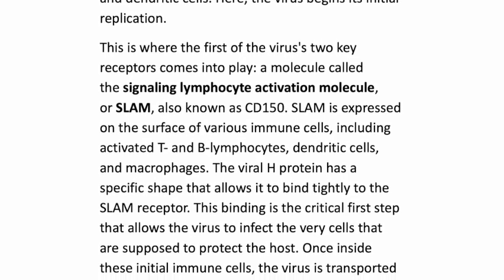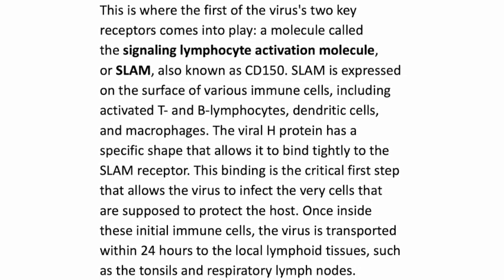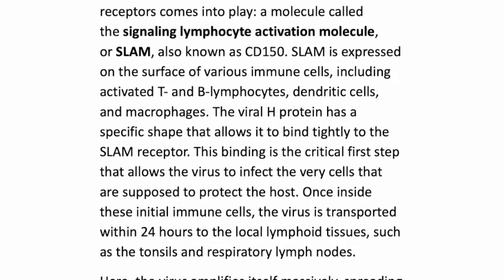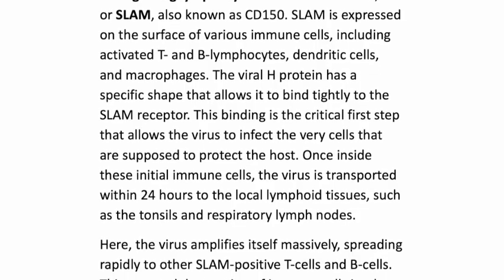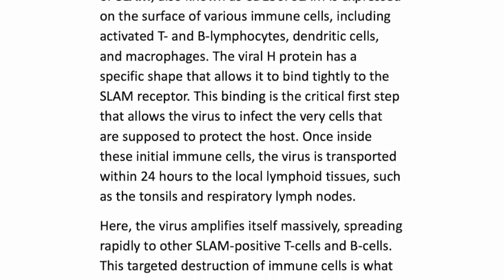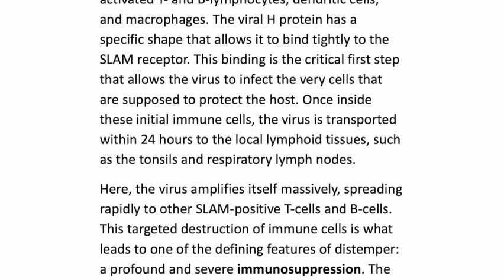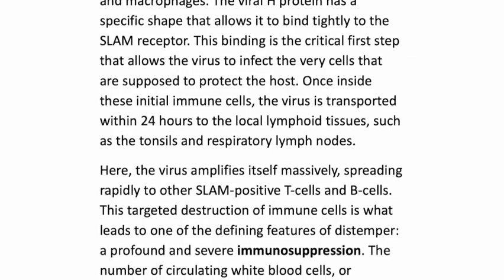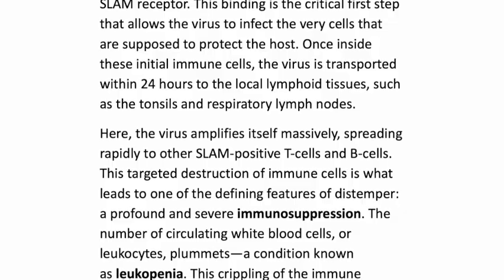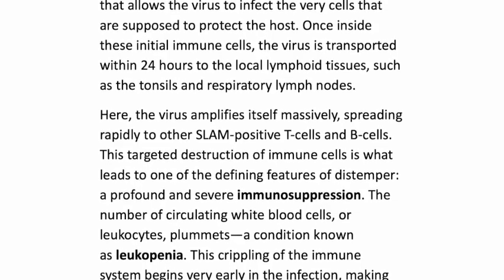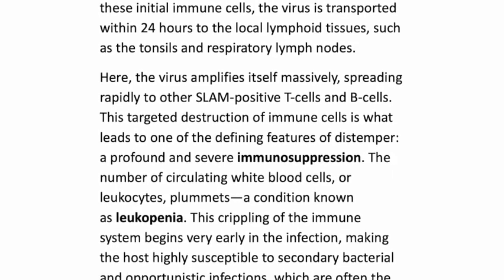SLAM is expressed on the surface of various immune cells, including activated T and B lymphocytes, dendritic cells, and macrophages. The viral H protein has a specific shape that allows it to bind tightly to the SLAM receptor. This binding is the critical first step that allows the virus to infect the very cells that are supposed to protect the host. Once inside these initial immune cells, the virus is transported within 24 hours to the local lymphoid tissues, such as the tonsils and respiratory lymph nodes. Here, the virus amplifies itself massively, spreading rapidly to other SLAM-positive T cells and B cells.